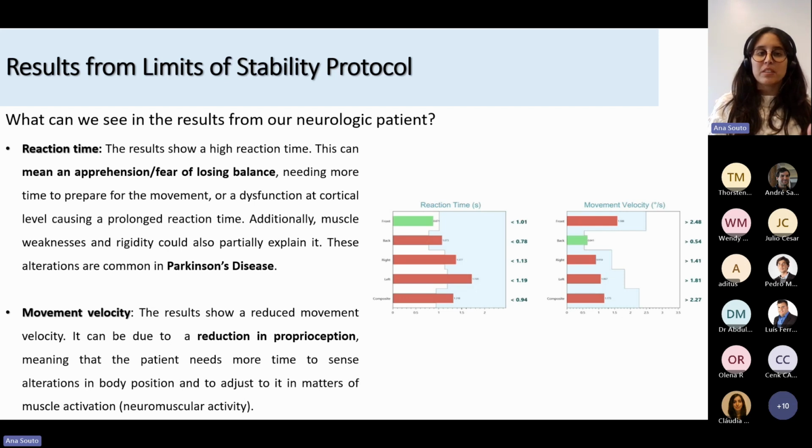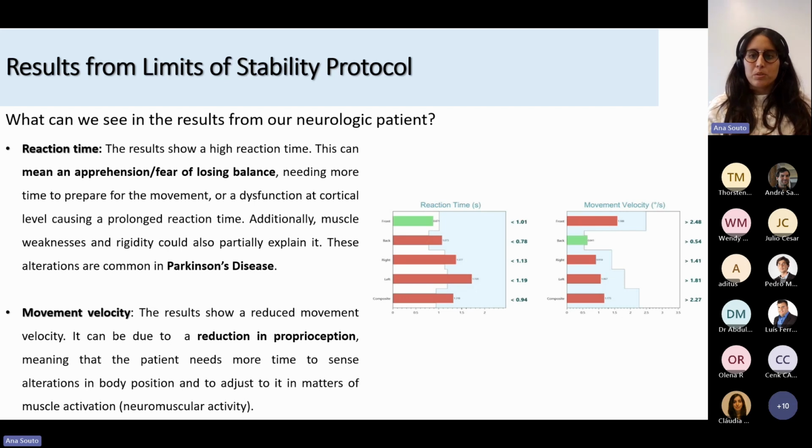Then we have movement velocity. Here the ideal is to have a high velocity, so the person can go from point A to point B quickly without any trouble. When we see that the velocity is decreased, it suggests that something is not working correctly. There are also a lot of reasons that this can happen.